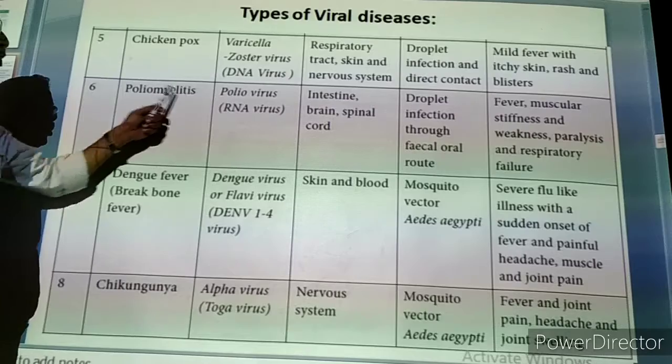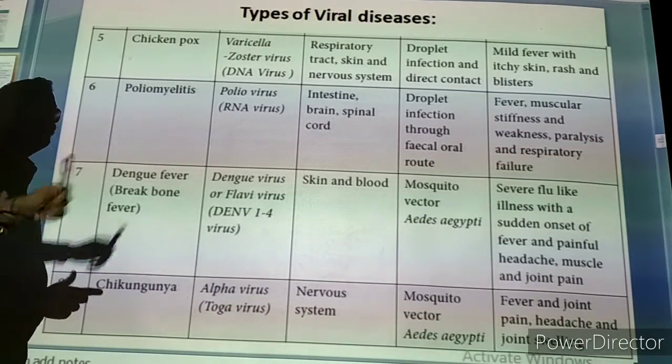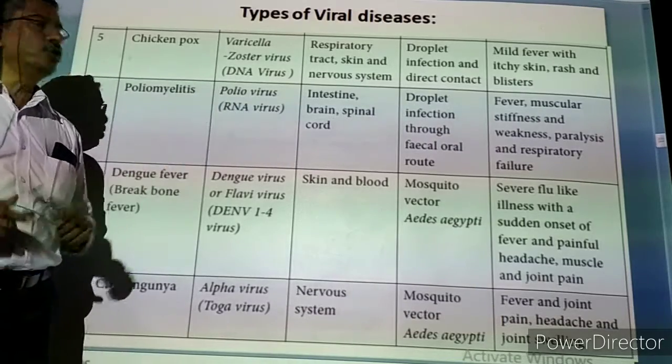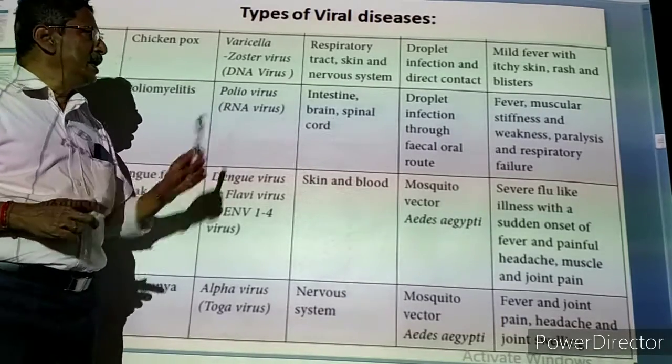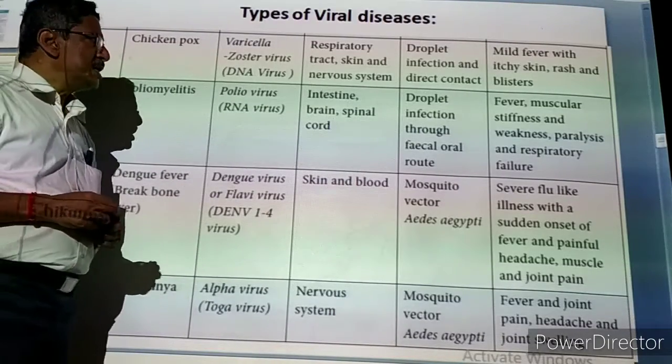Now these are the symptoms. Then the sixth one is poliomyelitis. You have to see poliomyelitis. Shortly we are calling it polio. Polio is caused by polio virus. It is a type of RNA virus. It is attacking the intestine. The main place of infection will be the intestine.